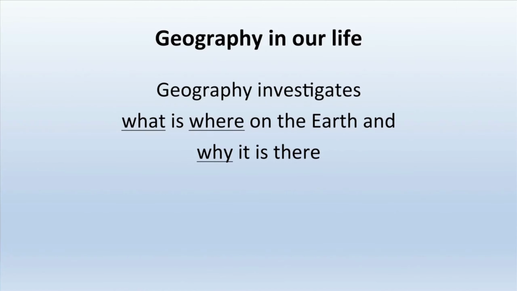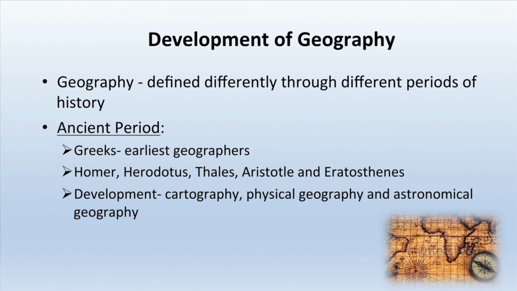Now, the development of geography: how geography developed from what it was in the 3rd century BC to what it is right now. Geography has been defined differently in different periods of history. During ancient times, there were Greek geographers, the earliest geographers. The names can be stated as Homer, Herodotus, Thales, Aristotle and Eratosthenes. The development of geography during this time was mainly in the field of cartography, physical geography and astronomical geography.